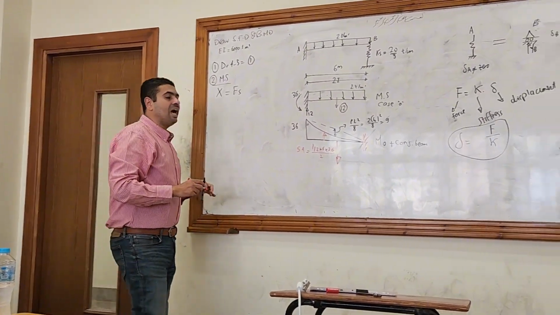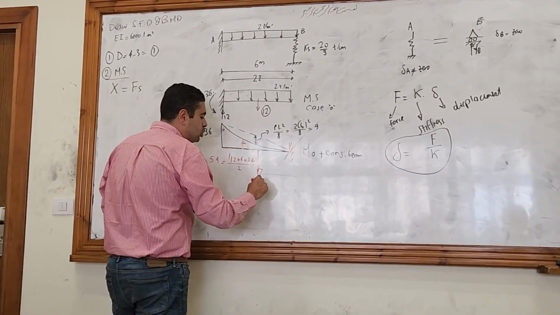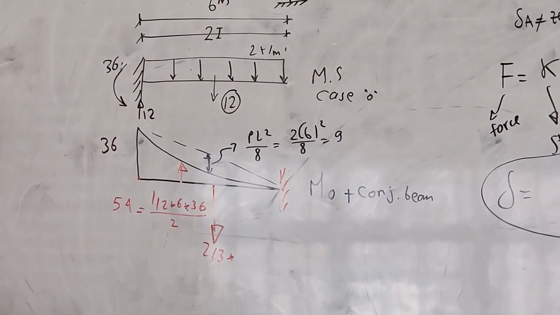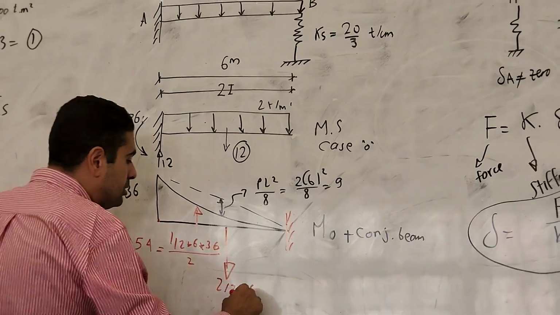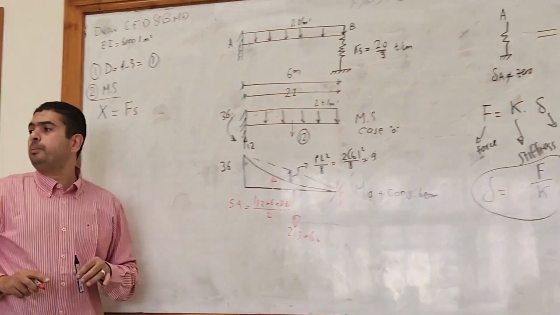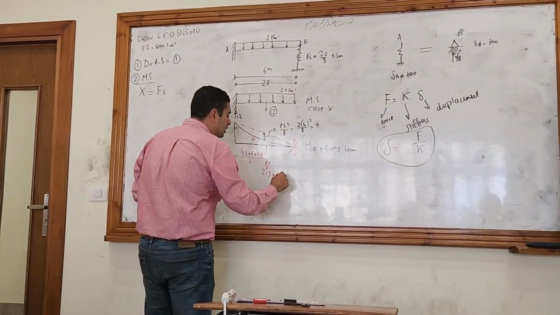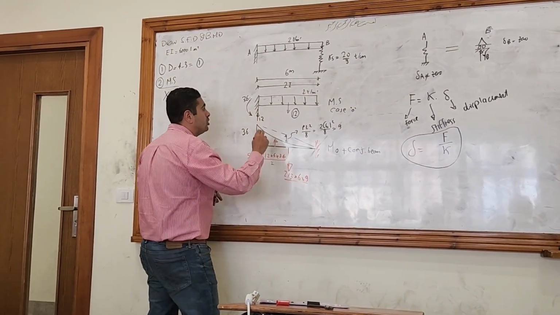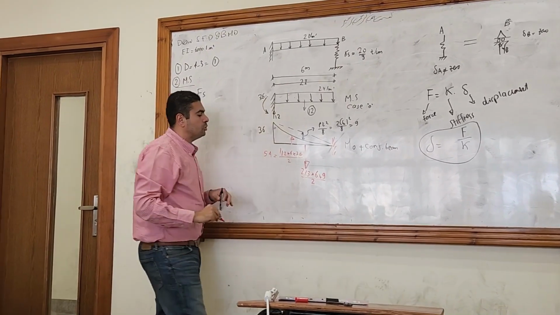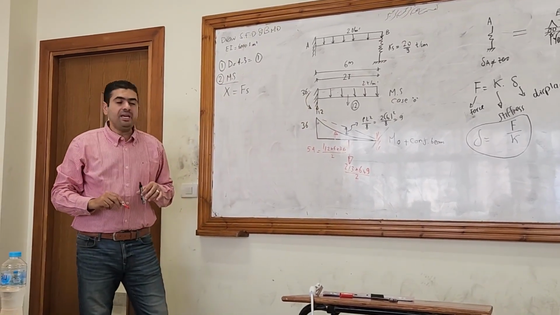What is the area of the parabola? It's 2 over 3 base times height. The base is 6 meters. What is the height of the parabola? It's PL squared over 8, so it's 9. Divided by the inertia factor, which is 2, it will be 18, right?